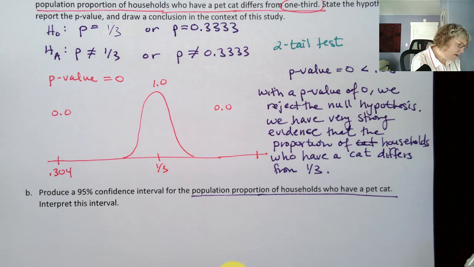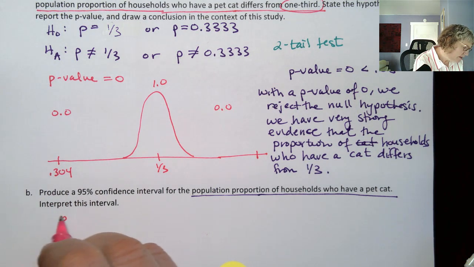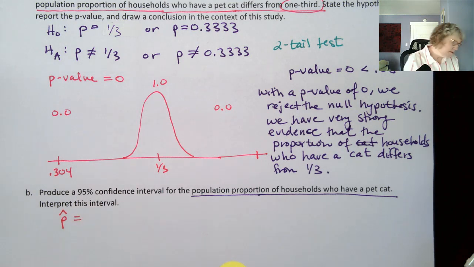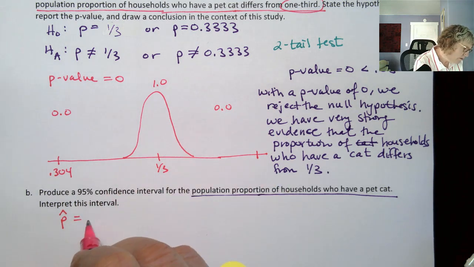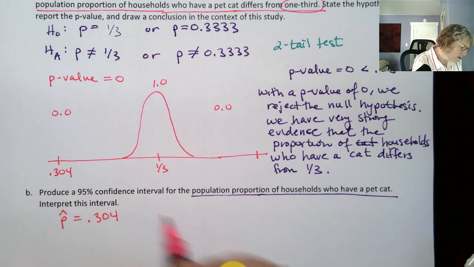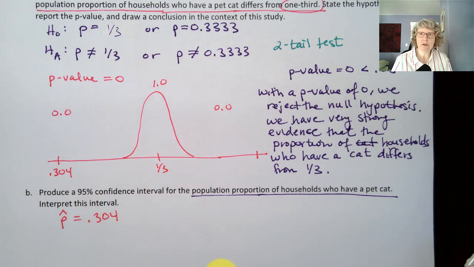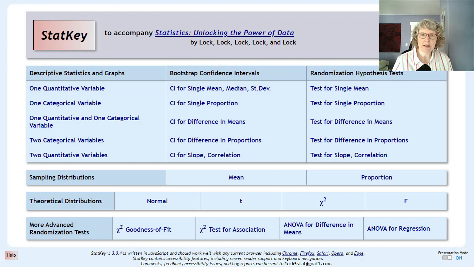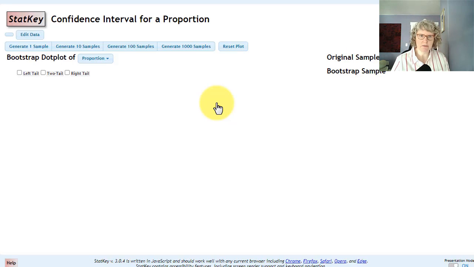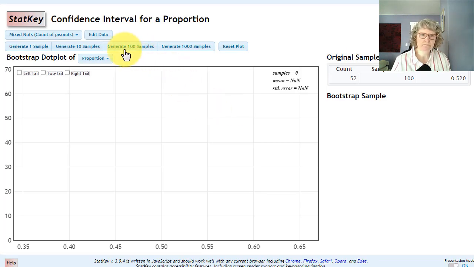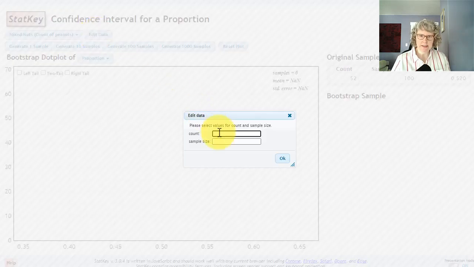Okay, so let's write out our sample statistic. Usually on this one, we would write our sample statistic, which we have above, is 0.304. Okay, and then we need to go into StatKey. So let me go over there. So now for confidence intervals, we're in our middle column here. So which app would it be? Single proportion. Okay, and then in this one, we don't have a null that we need to put in. We go right to edit data.